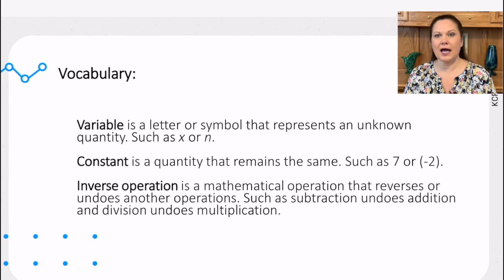Let's take a look at some vocabulary before we get too far. A variable is a term that represents an unknown quantity. Like I said earlier, X and N are going to be your most common. But sometimes in story problems, we're going to write letters that are the beginning letter of the word. Makes it a lot easier for us to remember what that missing variable actually represents. A constant is a term that remains the same. Those are going to be the numbers that don't have a variable attached. They are always going to be 7. They're always going to be negative 2. Those are the 2 examples that I gave you.